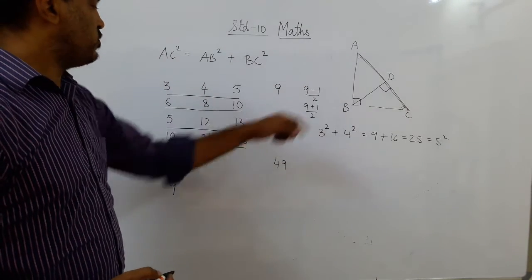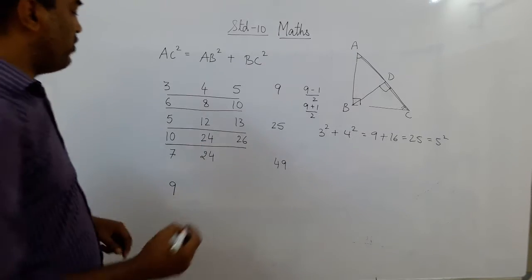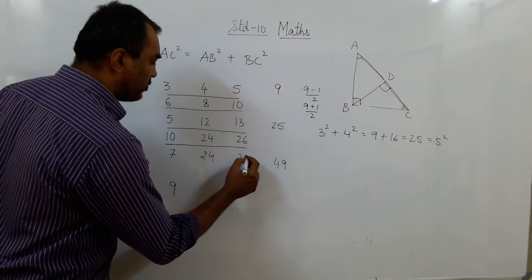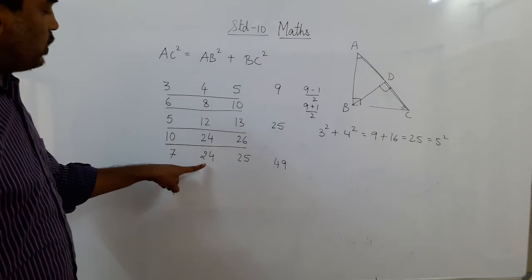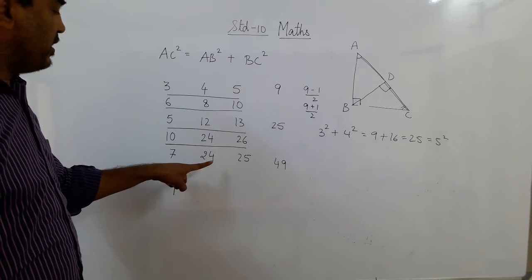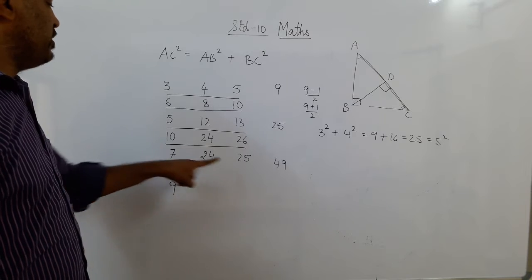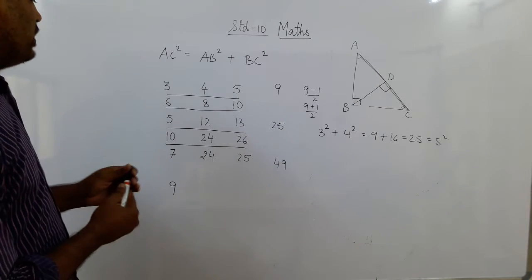49 plus 1 is 50. 50 divided by 2 is 25. So 7 square is 49, 24 square is 576. 576 plus 49 gives us 625, which is 25 square.